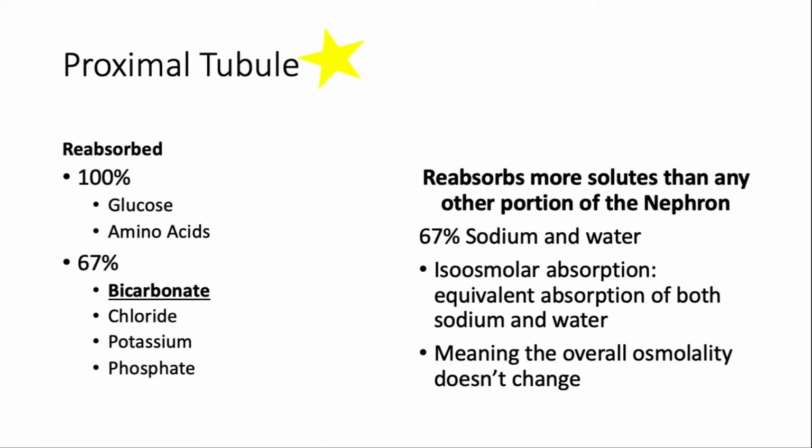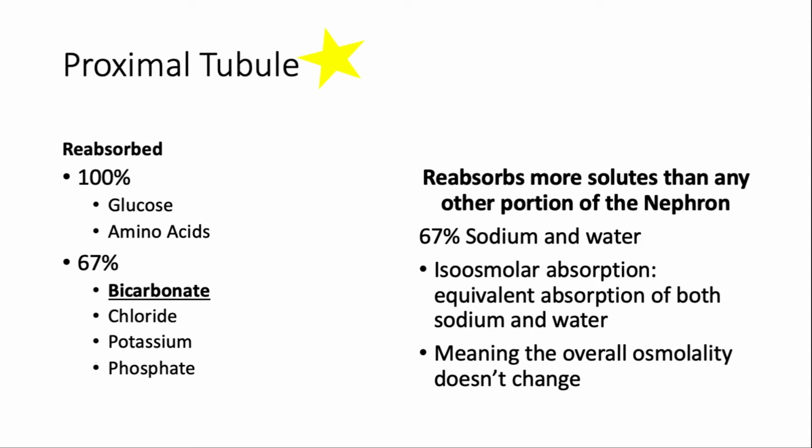So the proximal tubule is our first segment of the nephron, and it's going to be responsible for the large majority of the reabsorption inside of the nephron. Now, 100% of glucose and amino acids are absorbed in the proximal tubule. And additionally, almost 70% of several electrolytes are recovered from the urine and returned to the blood.